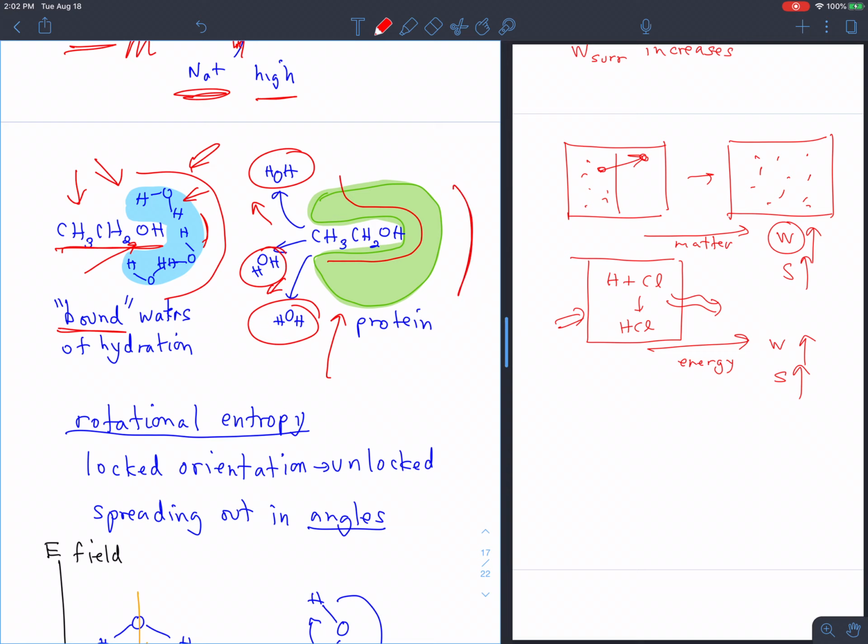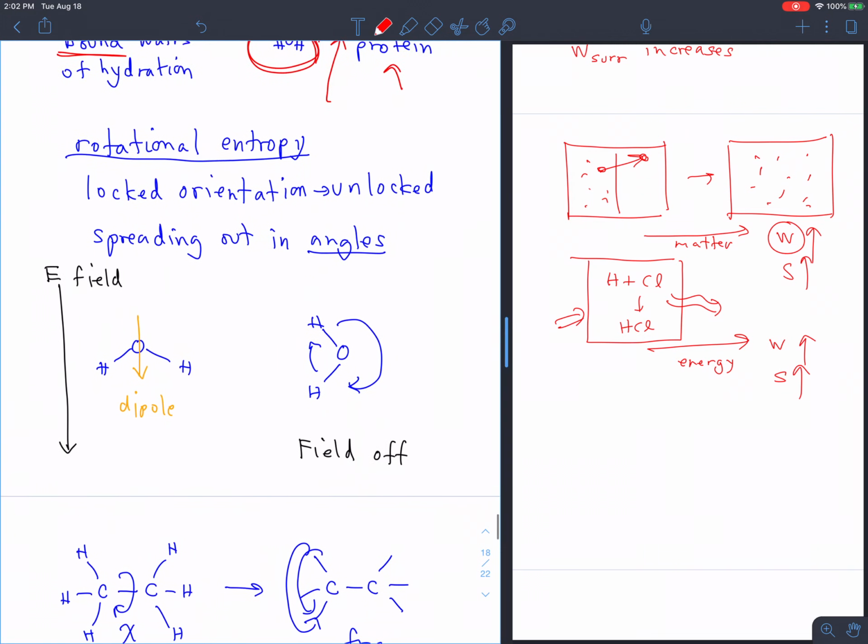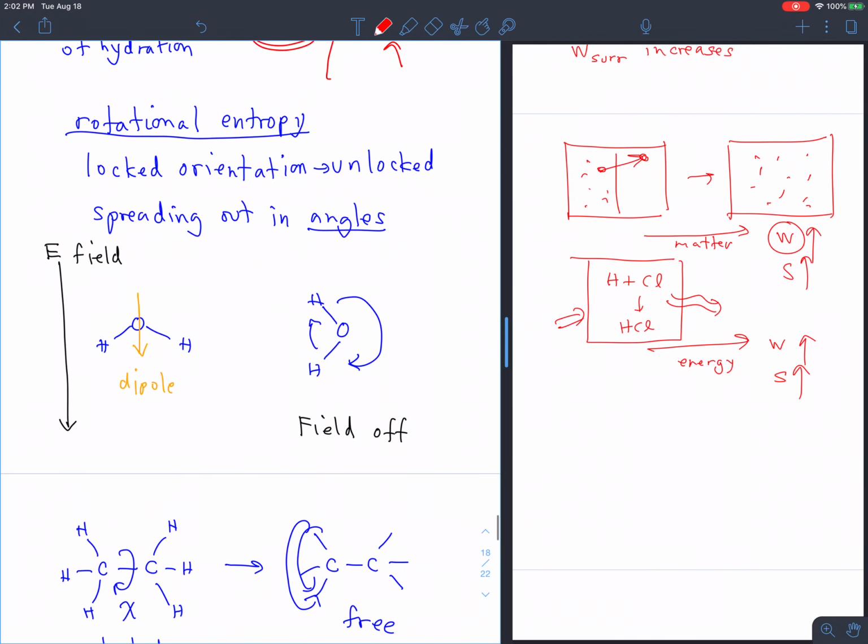Obviously, a lot of other things are happening at the same time when this binding process takes place. But at least as far as the waters of hydration are concerned, there's a net gain in entropy because of the release of the water molecules, even though there's a net loss of entropy, for example, because of the binding between the protein and the ethanol molecule itself, and there may be other processes going on as well. All right, that's all translational entropy.